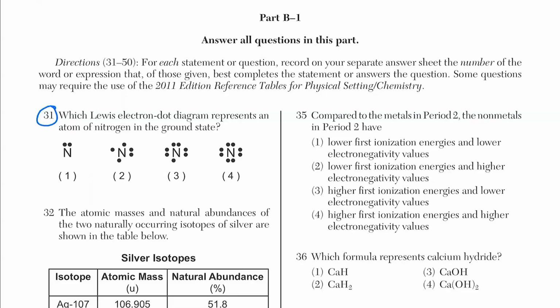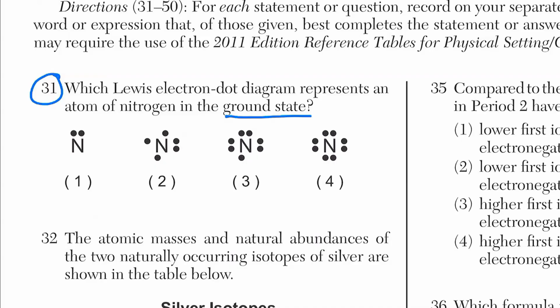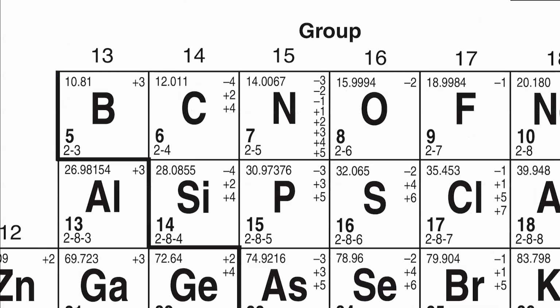But 31, which Lewis dot diagram represents an atom of nitrogen in the ground state? So ground state means that electrons are filling from the lower energy position first before they fill higher energies. Okay, and we should recognize that a ground state configuration for electron dot diagrams represents the valence electrons. So let's go to the reference table to know the electron configuration and the valence electrons for nitrogen.